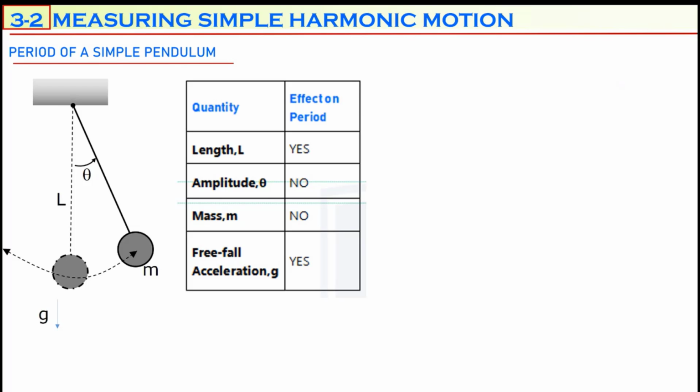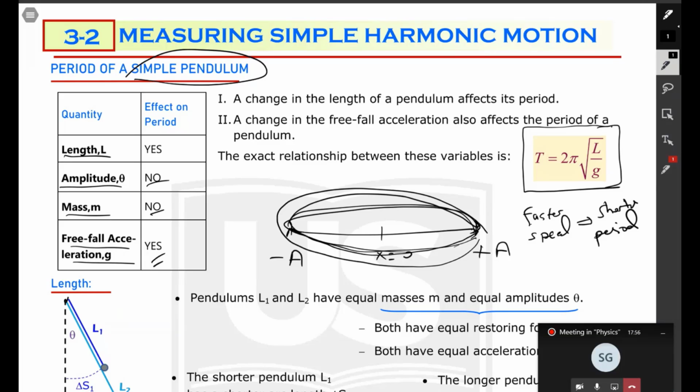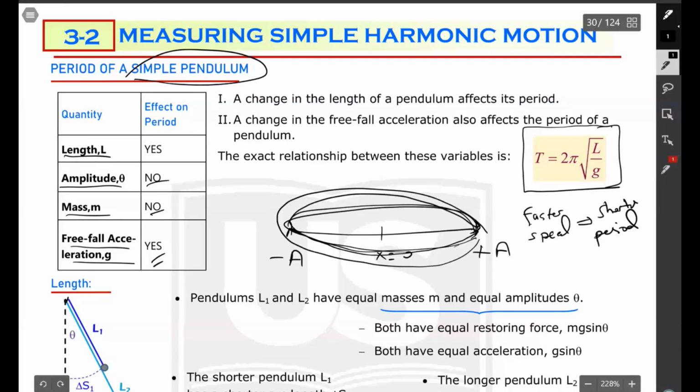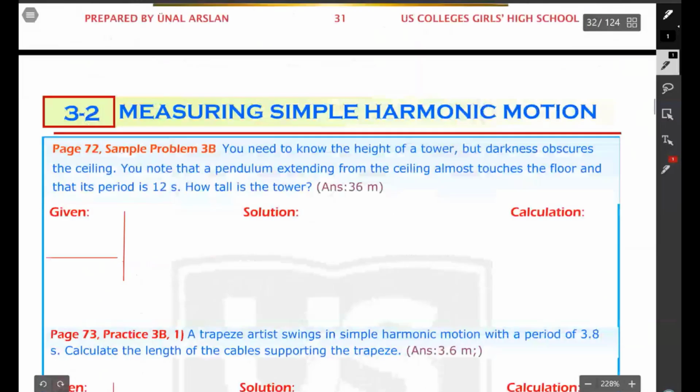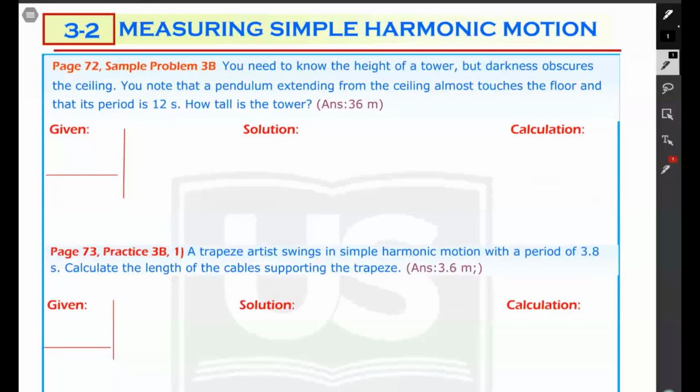Length and free fall acceleration will have an effect on the period. Period of a simple pendulum is calculated by 2 pi inside the root L over G. L is the length of the pendulum. G is the free fall acceleration at that point where the pendulum is located. So I will explain the Y cases, but Y cases are not frequently asked in exams. That's why I will first solve some problems about this one, because this sample problem, page 32, yes, this is one of the problems which is asked this year, the first time asked problem.